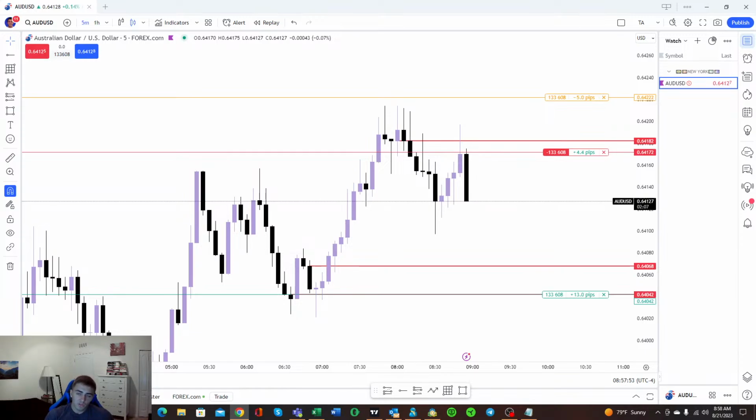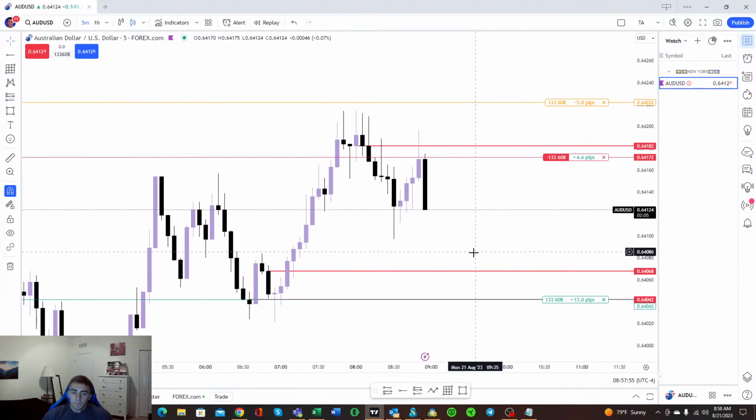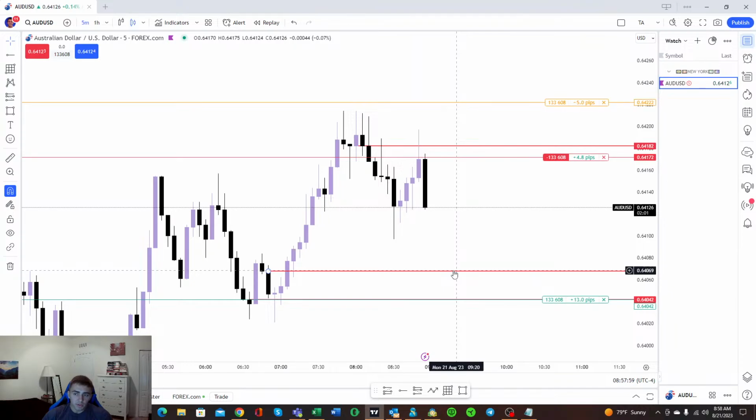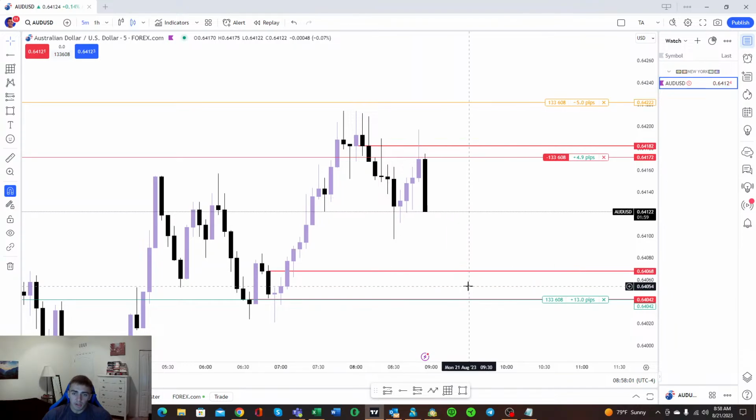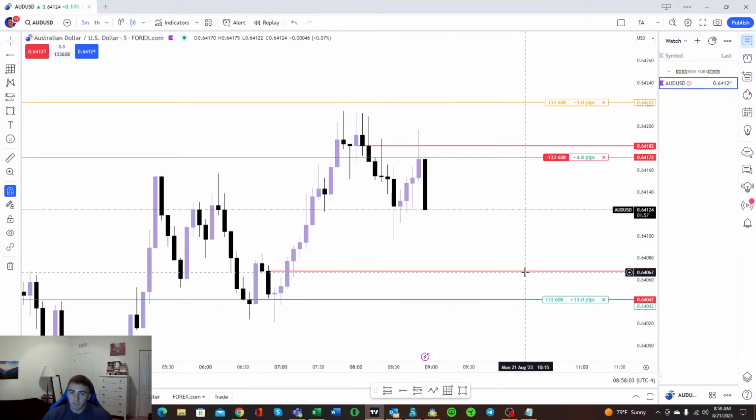So just so you guys know ahead of time, when we get to this zone right here, if it holds right here, I'm taking my profit. I'm just taking it. I'm not covering risk or anything. I'm just taking my profit.